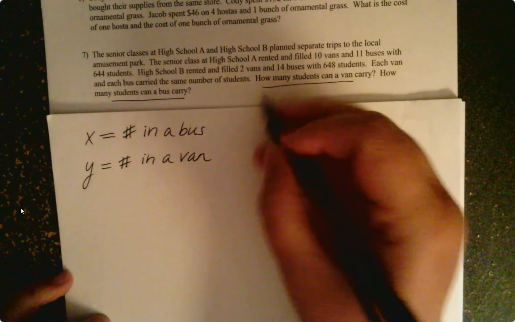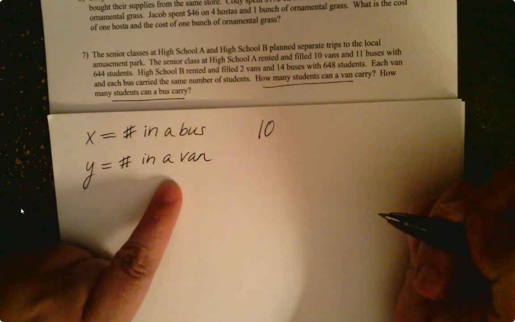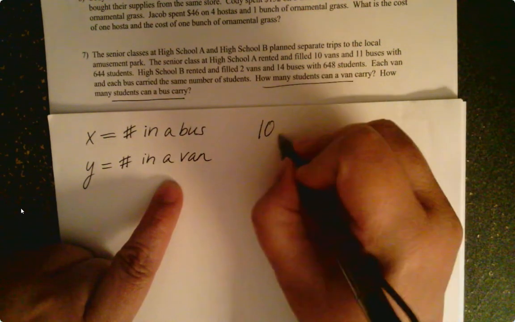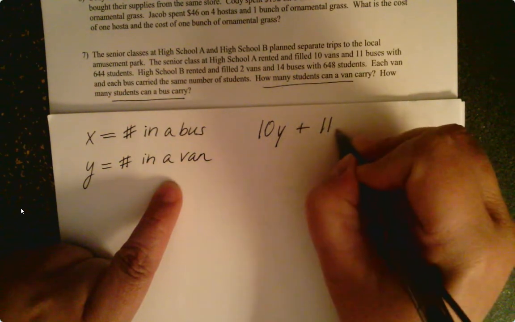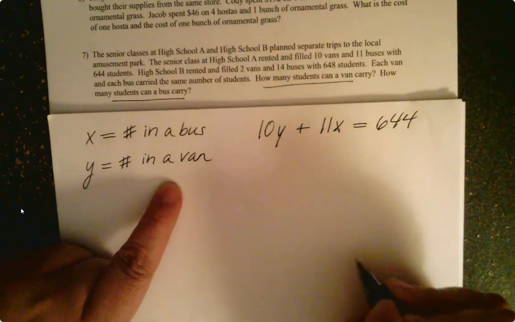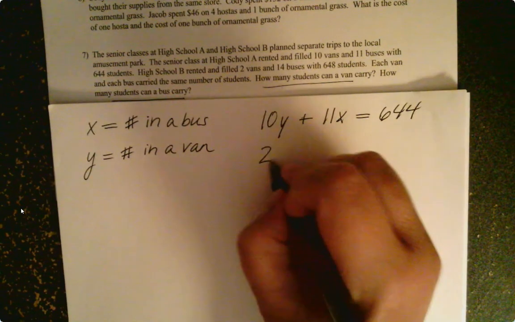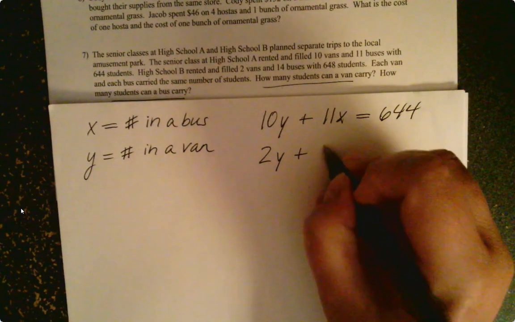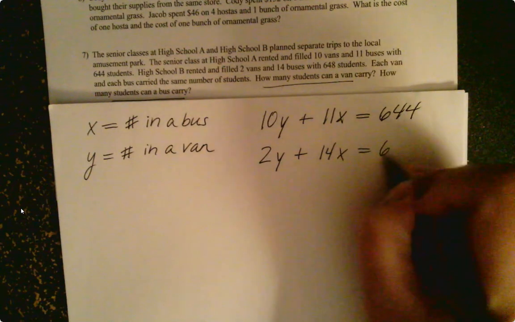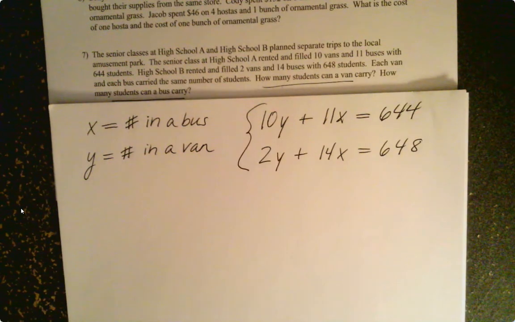10 vans, so 10 y, oops. The van's going to be first both times. I probably should have made van x, but that's okay. 10 vans plus 11 buses equals 644 students. The next sentence tells me that 2 vans and 14 buses gives me 648 students. And then that's my system of equations to solve. And you can solve it any way you want to.